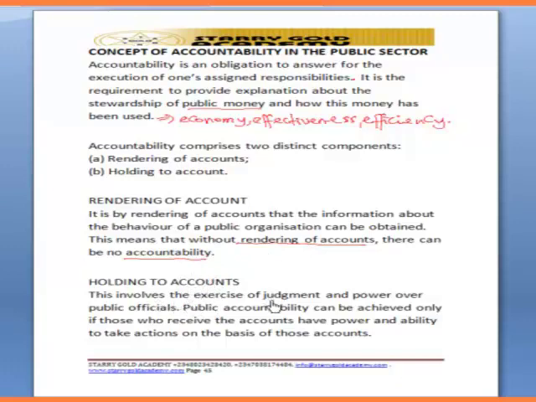Let's look at holding to account. This involves the exercise of judgment and power over public officials. Public accountability can be achieved only if those who receive the account have the power and ability to take action on the basis of those accounts.